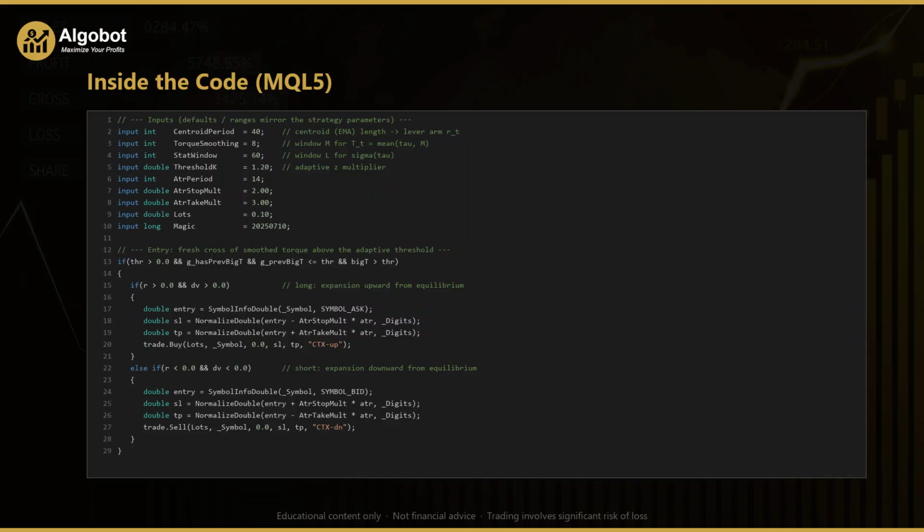In the second branch, if the deviation is negative and velocity is negative, it calls trade.sell. Here the stop sits above entry and the target sits below, again scaled by the average true range. Both sides share the same trigger but point in opposite directions. It is clean, symmetric, and fully defined in code.